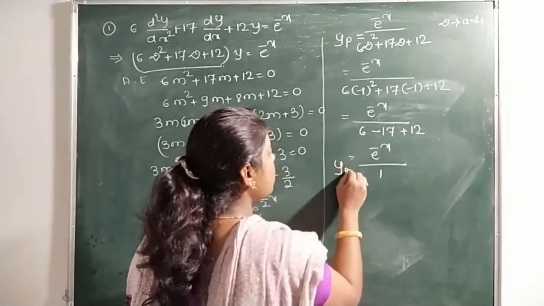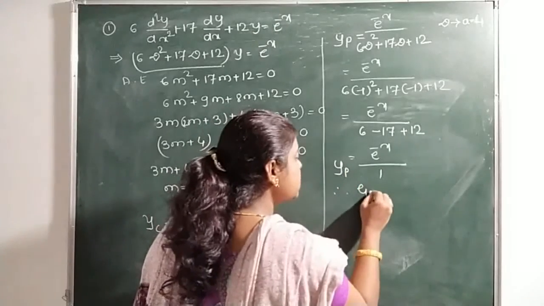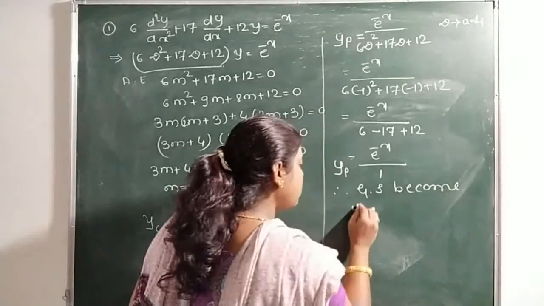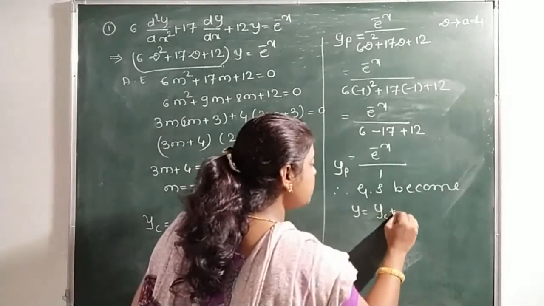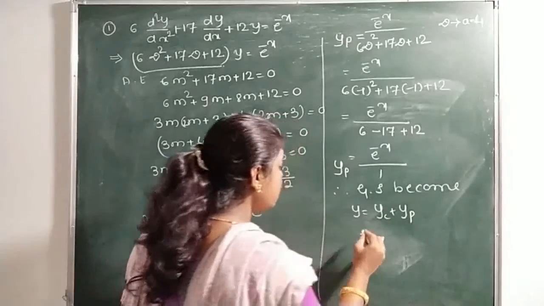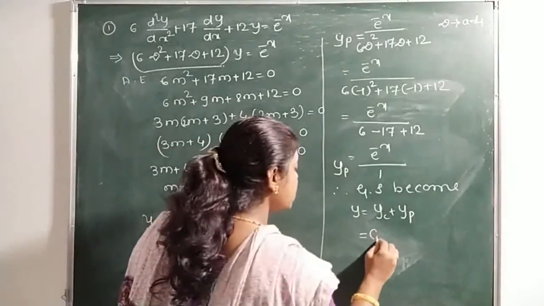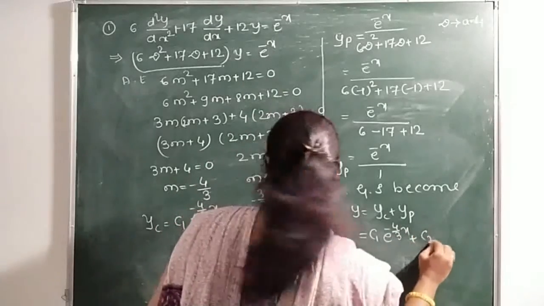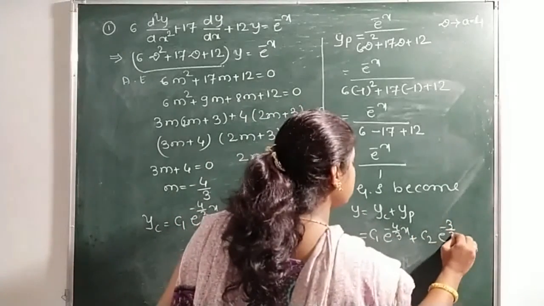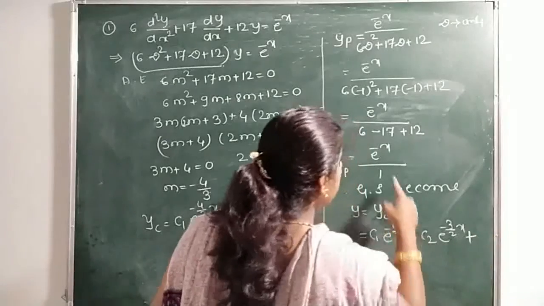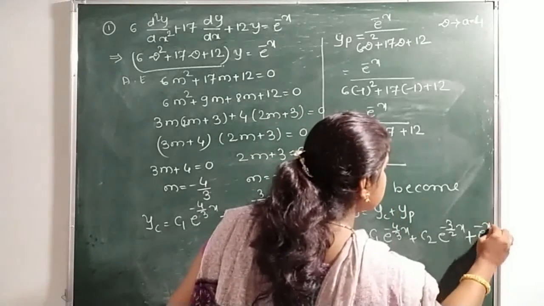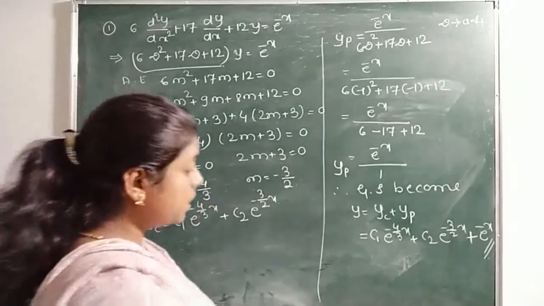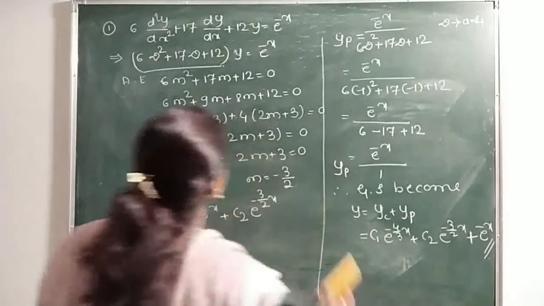This is our yp. Therefore, the general solution becomes y is equal to yc plus yp. Write this compulsorily. What is yc? c1 e to the power minus 4 by 3x plus c2 e to the power minus 3 by 2x plus yp is e to the power minus x. This is the general solution of the non-homogeneous equation.